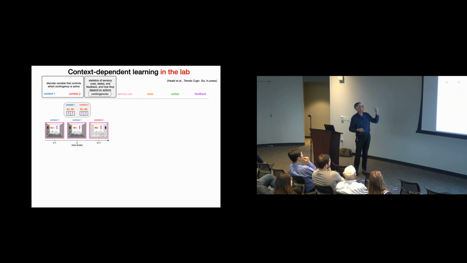And then what we mean by context is it's a discrete variable that controls which contingency is active. So if you're in the blue context, then this contingency is active. If you're in the red context, this contingency is active. So in a typical conditioning paradigm, you may be in context 1 on this trial, and still in context 1 on this trial, and then maybe you go to context 2.